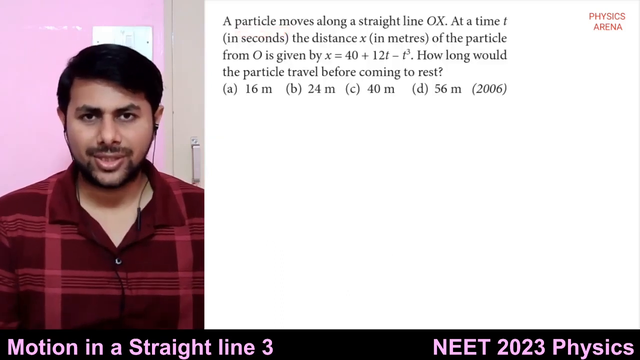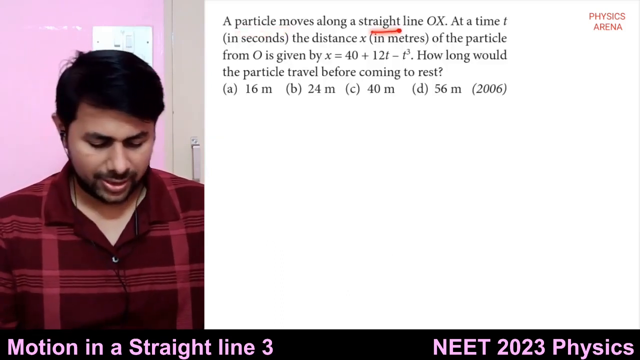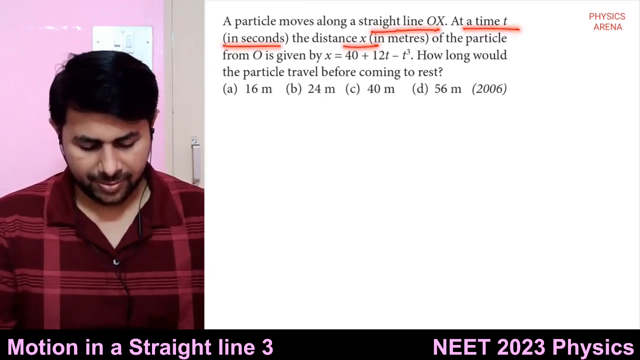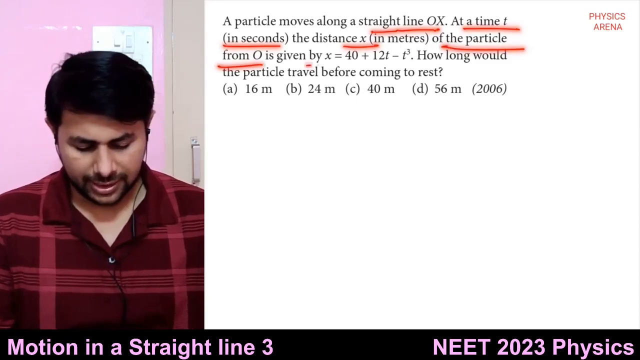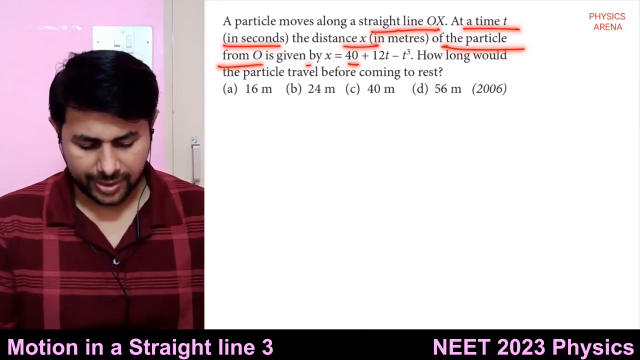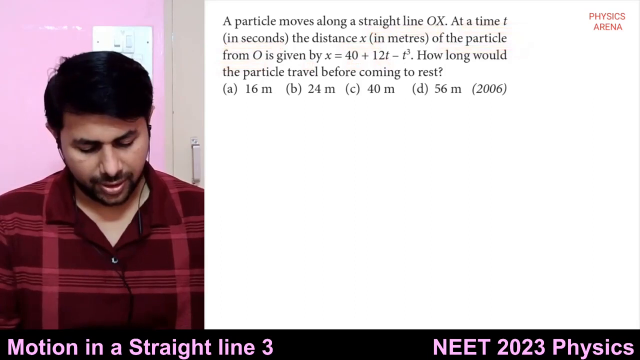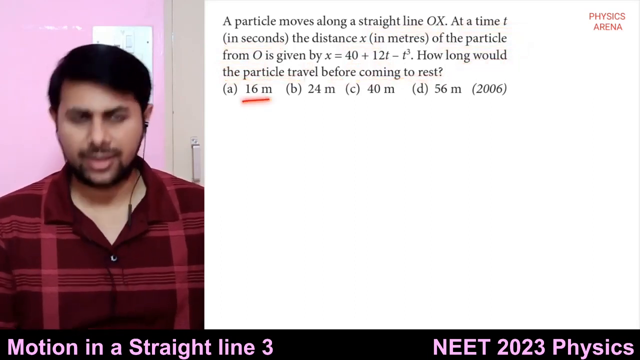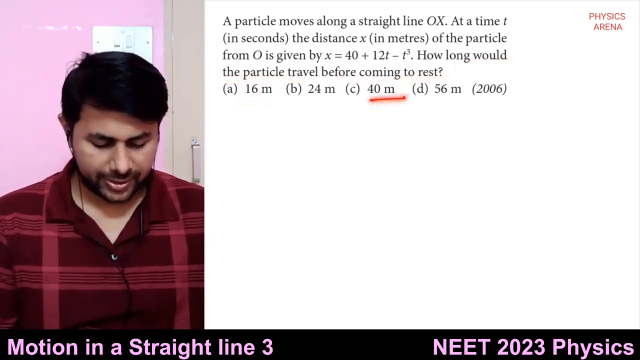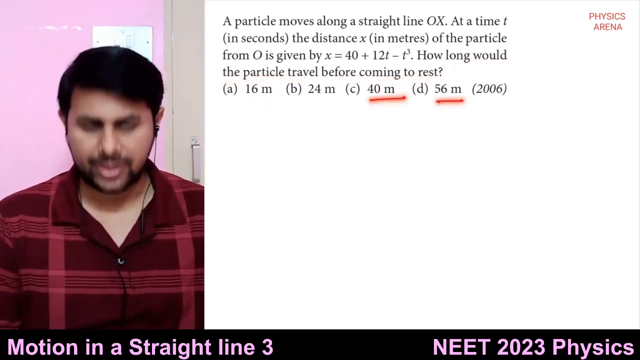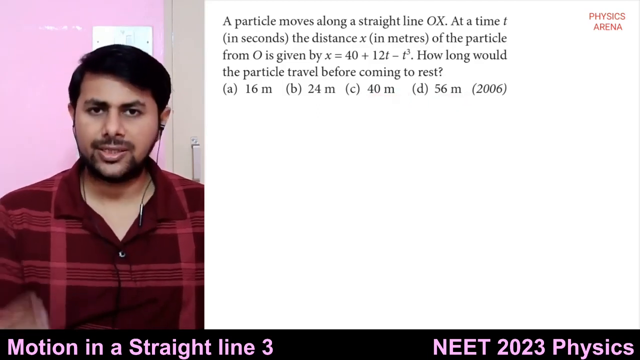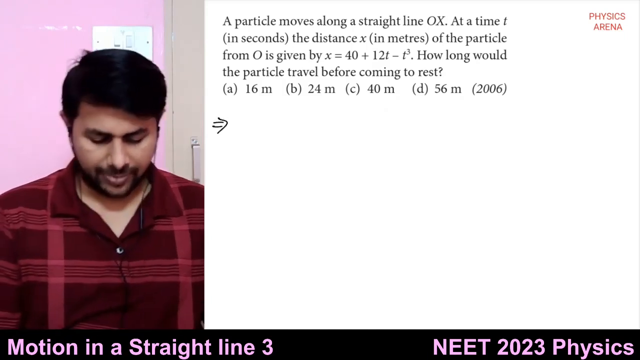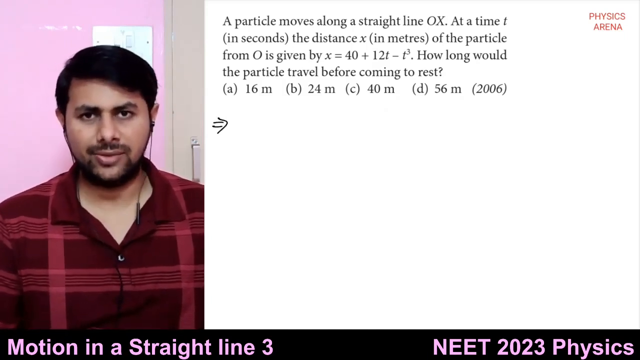Okay, next question. A particle moves along a straight line OX. At a time t in seconds, the distance x in meters of the particle from O is given by x is equal to 40 plus 12t minus t cube. How long would the particle travel before coming to rest? And the options are 16 meters, 24 meters, 40 meters and 56 meters. Okay, so the object is coming to rest, right? Then that means its velocity will be equal to 0.